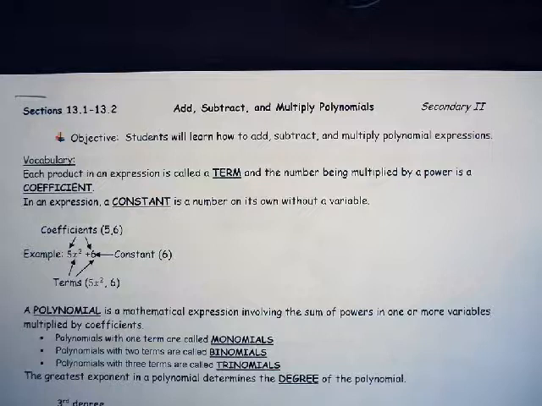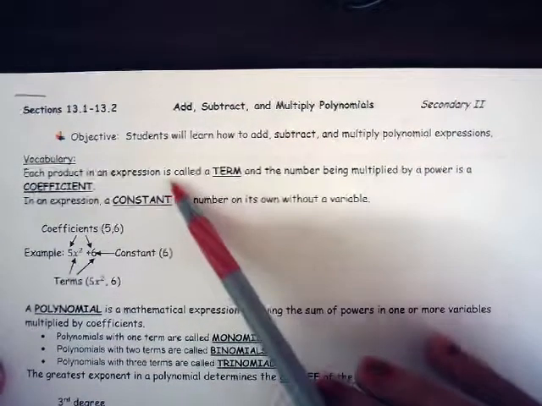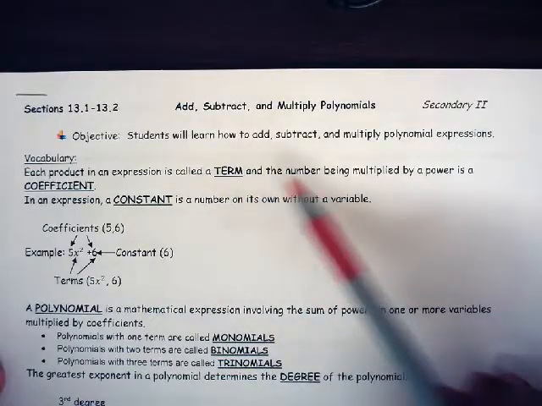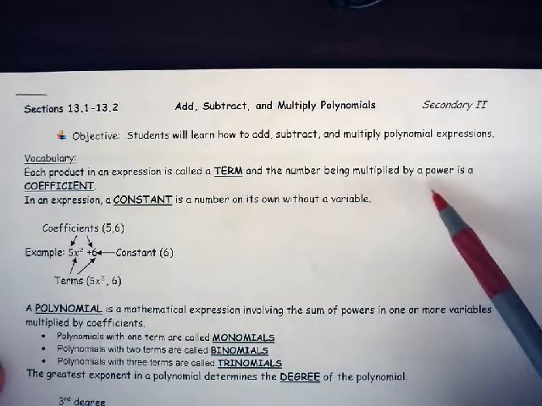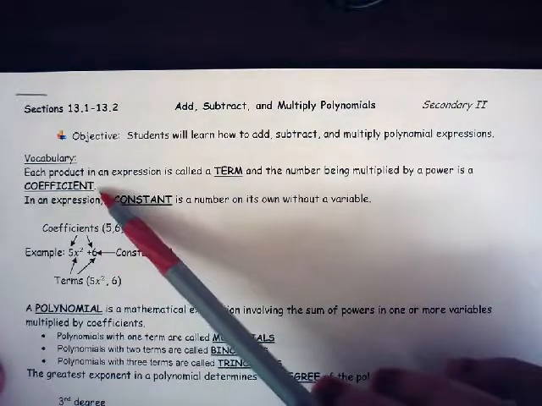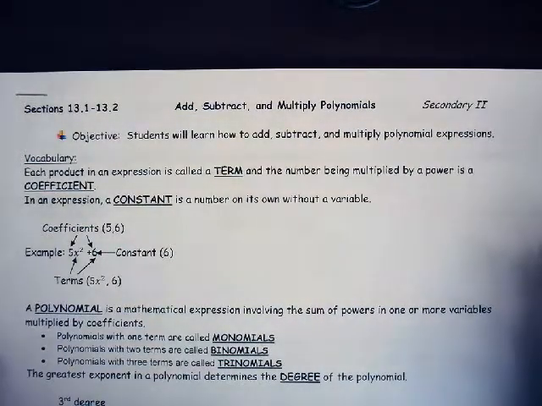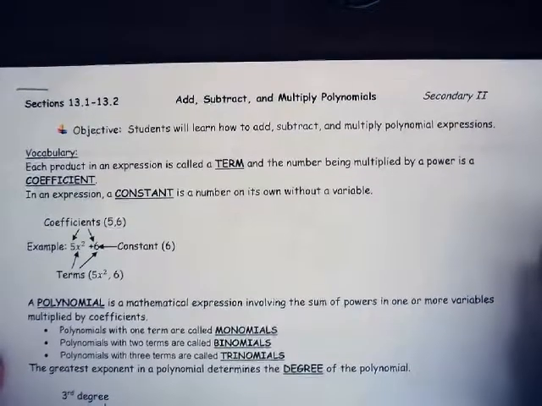The vocabulary that we need to learn for this, or be familiar with, is that each product in an expression is called a term. I'm going to go down here and show you a few examples in just a minute. And the number being multiplied by a power is a coefficient. In an expression, a constant is a number on its own without a variable.